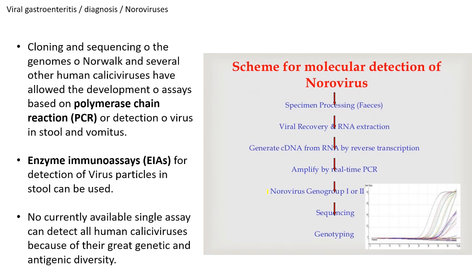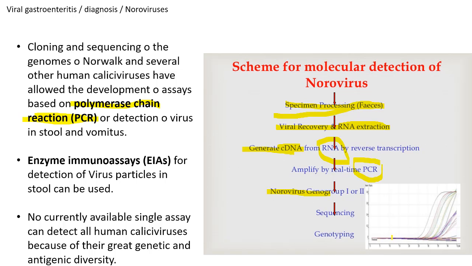Then, if you want to go further and actually see what subtype of norovirus there is, or what sort of virus it is, you can do several tests. One of them is PCR, or polymerase chain reaction, where you look for the RNA of noroviruses. So how do you do that? You take the stool of the patient, you recover the virus, and you extract the RNA of the virus. You make complementary DNA from this RNA that you extracted, and then you amplify it by PCR.